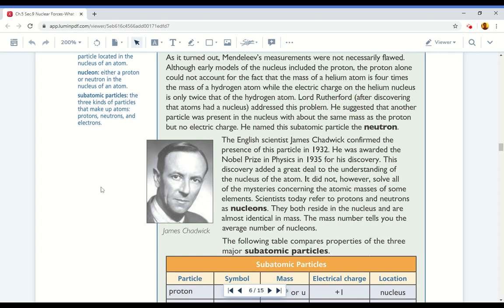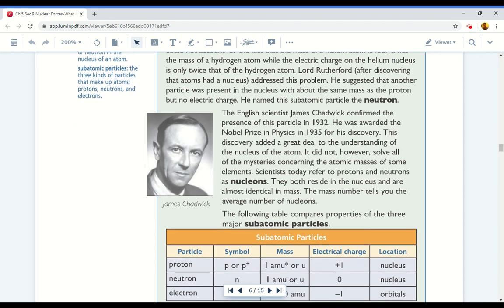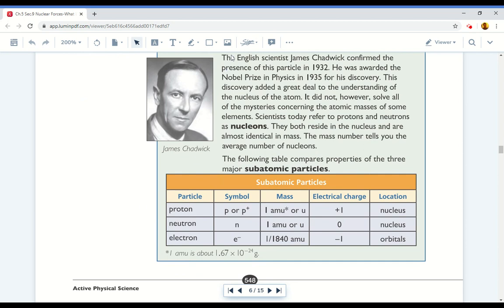He suggested that another particle was present in the nucleus with about the same mass as the proton but no electric charge. He named this subatomic particle the neutron. The English scientist James Chadwick confirmed the presence of this particle in 1932. He was awarded the Nobel Prize in Physics in 1935 for his discovery.